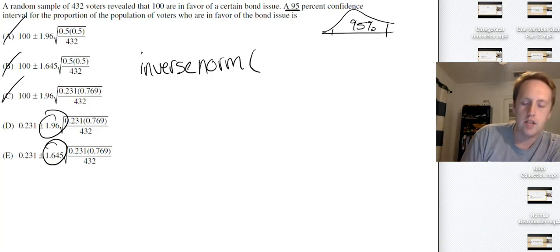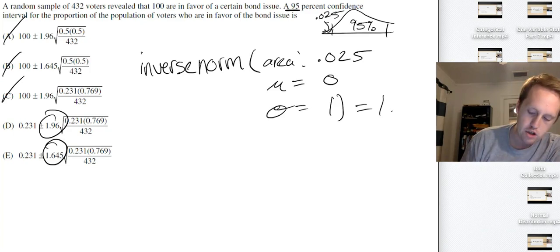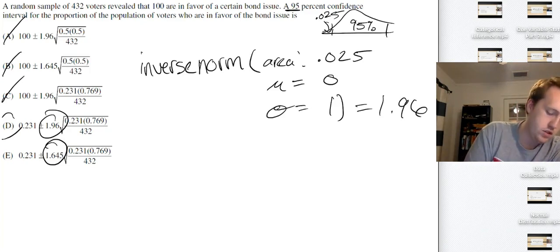So that means 5% is left for the tails, which means that this area right here is 0.025. That's the area I'm going to put into inverse norm. I'm looking for a z-score, so mean is 0, and the standard deviation is 1. I do that, I should get 1.96. So the answer is D.